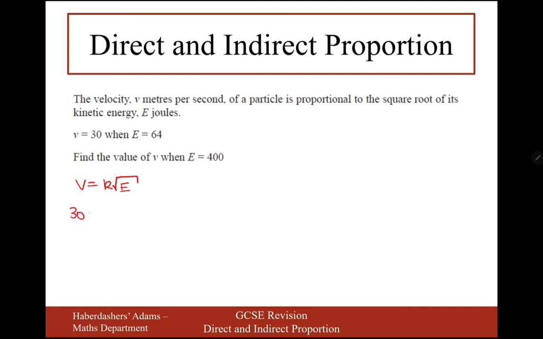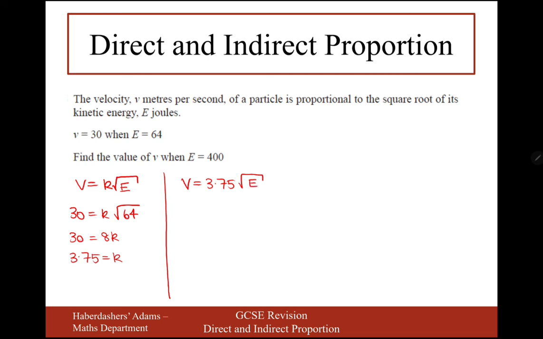Let's substitute in the values to work out k. So 30 equals k times the square root of 64. We know the square root of 64 is 8, so that'll be 8k. Divide through by 8. 30 divided by 8 is 3.75. So 3.75 is our value for k. So the formula is therefore v equals 3.75 times the square root of e.